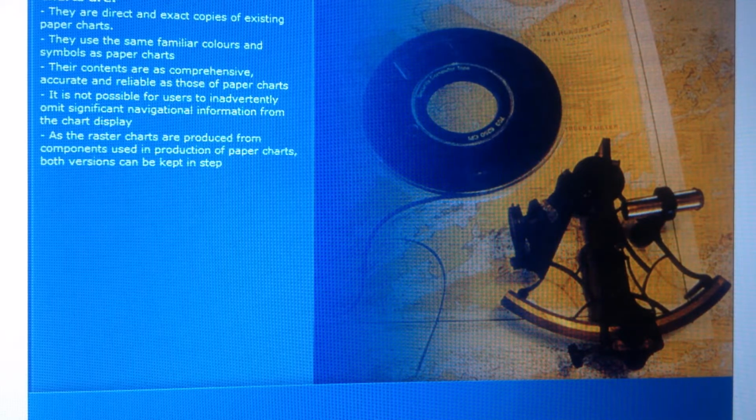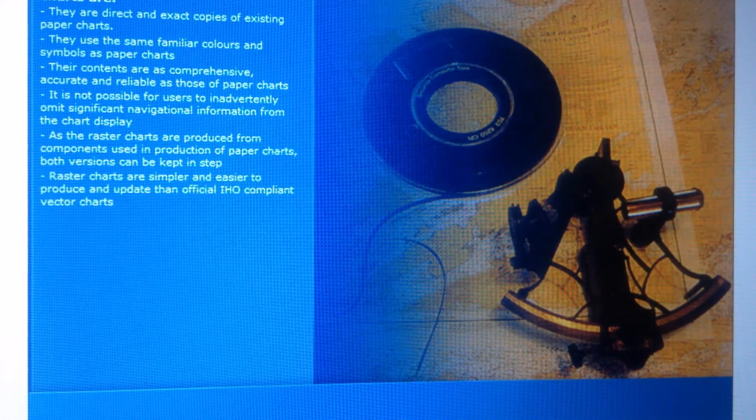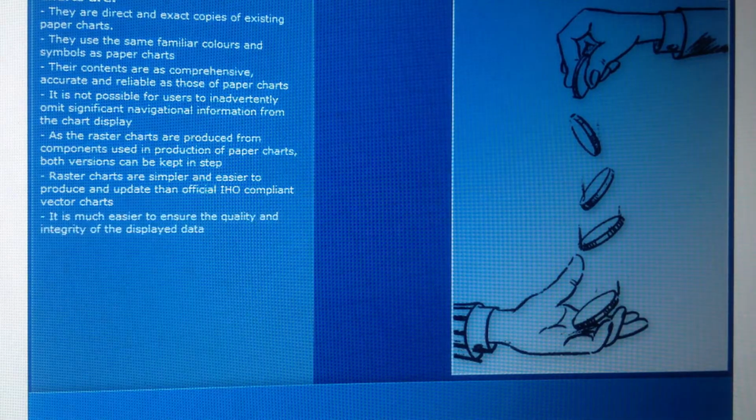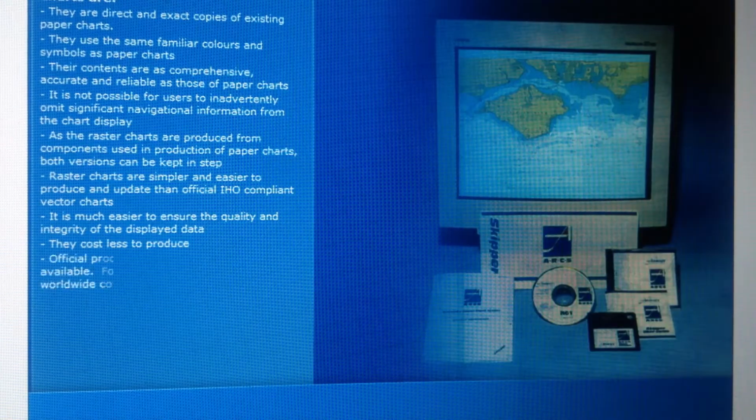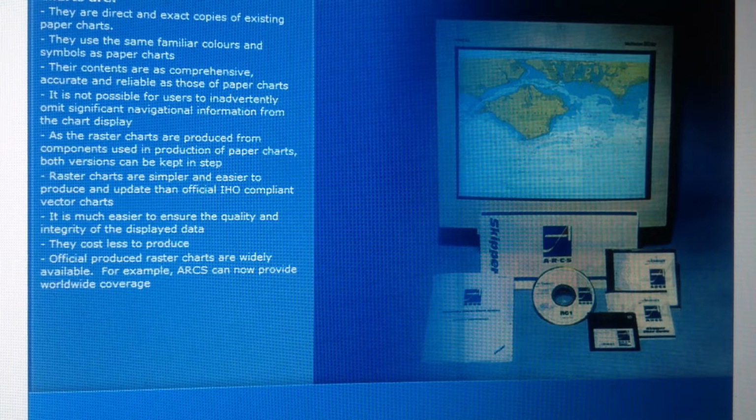As the raster charts are produced from components used in production of paper charts, both versions can be kept in step. Raster charts are simpler and easier to produce and update than official IHO compliant vector charts. It is much easier to ensure the quality and integrity of the display data. They cost less to produce. Officially produced raster charts are widely available.